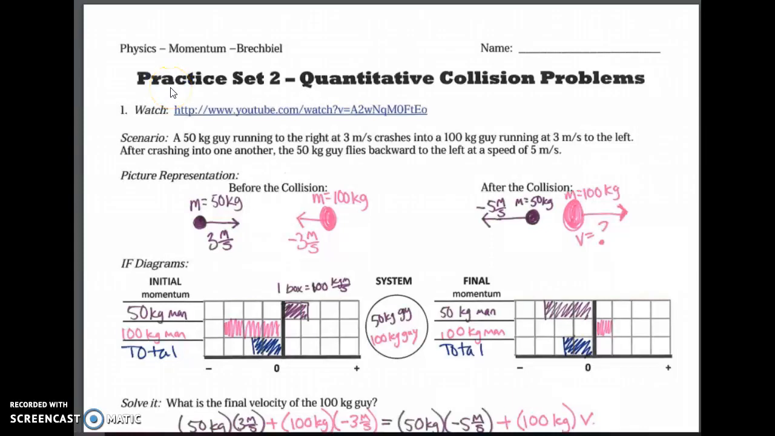This is number 1 of practice set 2 in the momentum unit. I'm going to go through this to help you get started on this problem.